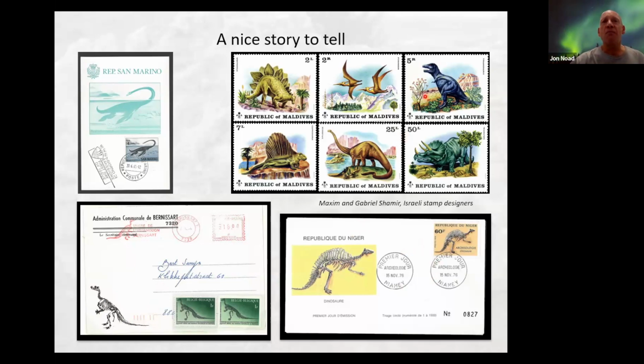And then this one here is just my favorite set of dinosaur stamps. The pictures are stolen really from, once again, from Zallinger, from paintings by Zallinger, but nonetheless, they've been beautifully reproduced, and they're reproduced by the Shamir brothers, who are Israeli stamp designers.